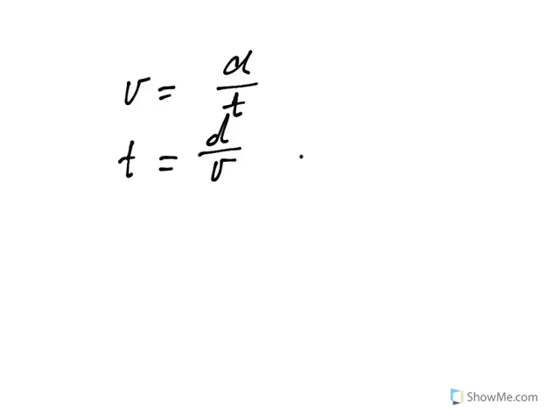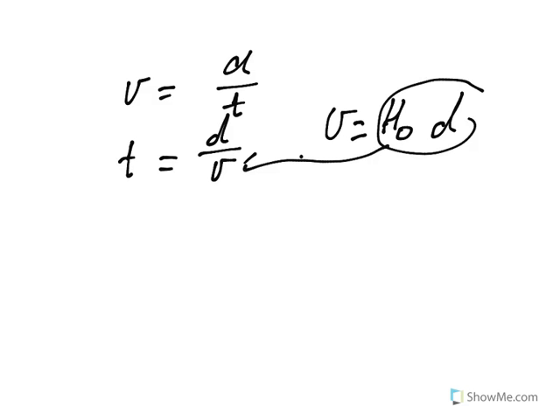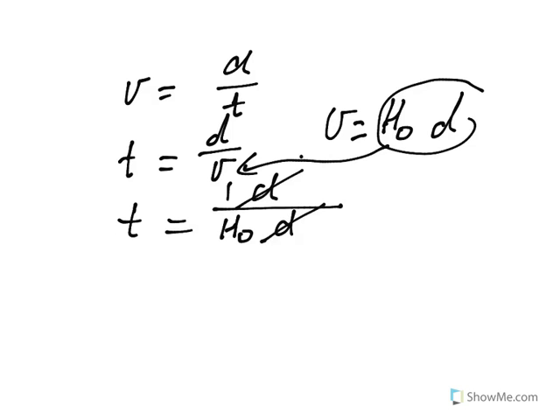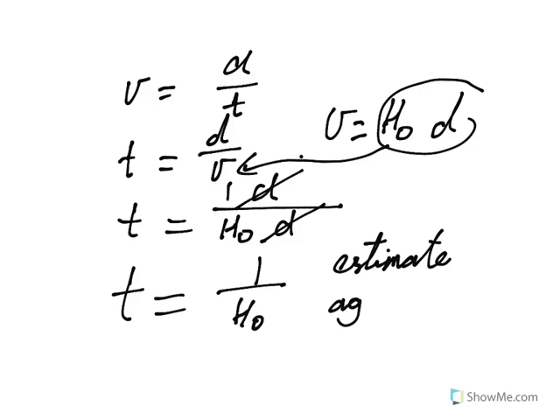Now, Hubble's law says that velocity is Hubble's constant times the distance. So if I put that in here, I get the time is the distance over Hubble's constant times the distance. And so the distances cancel, and it says then that the time will be 1 over Hubble's constant. And so, as it says there, 1 over Hubble's constant is an estimate of the age of the universe.